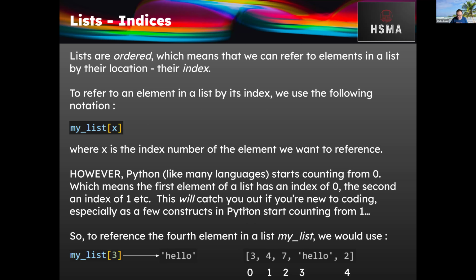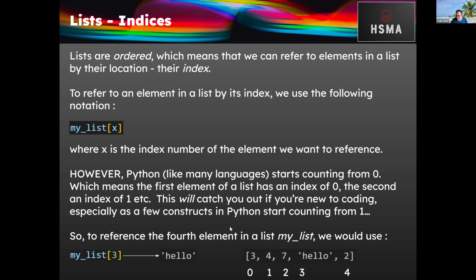Now, as I flagged up earlier, Python, like many programming languages, usually starts counting from 0, and this is the first point at which it might trip you up, because it's all very well and good in a for loop, and you can probably get your heads around that. But it also does that in terms of the indices for a list, which means the first element has an index of 0. The second element has an index of 1. Third element has an index of 2, etc.